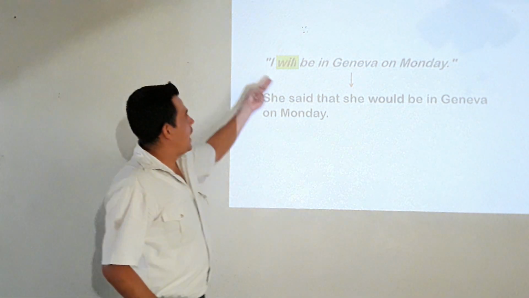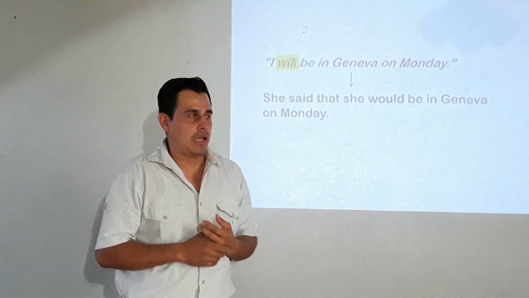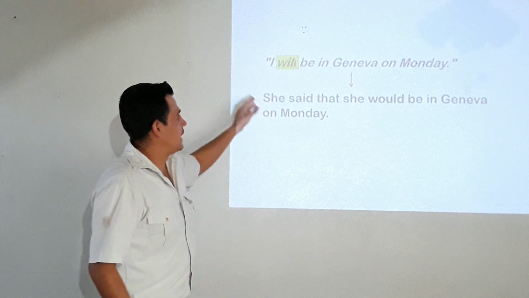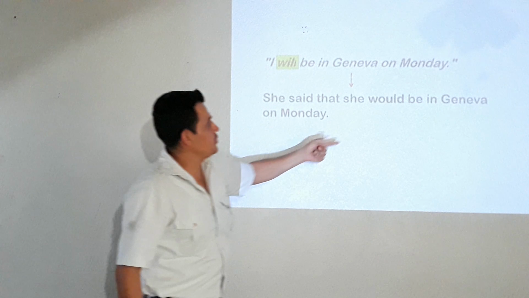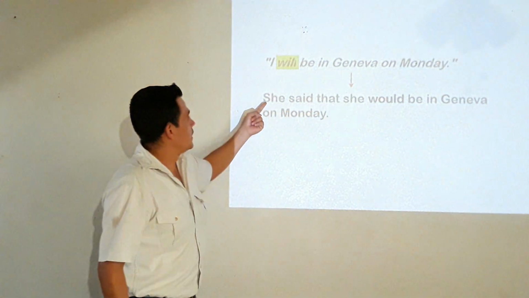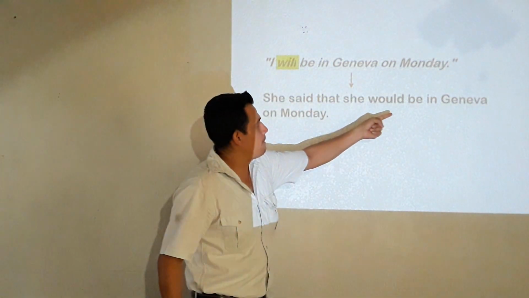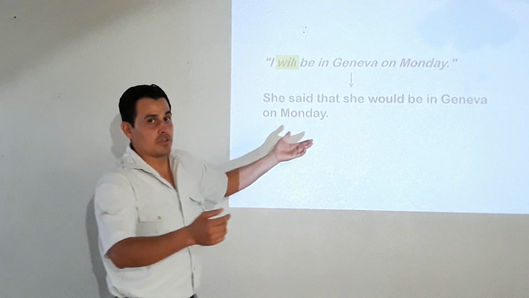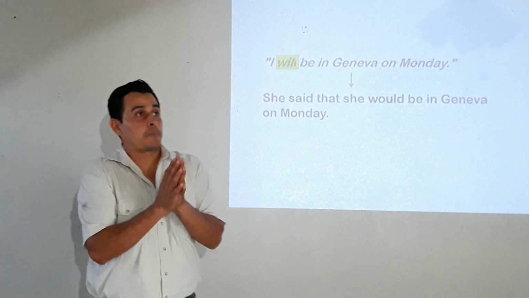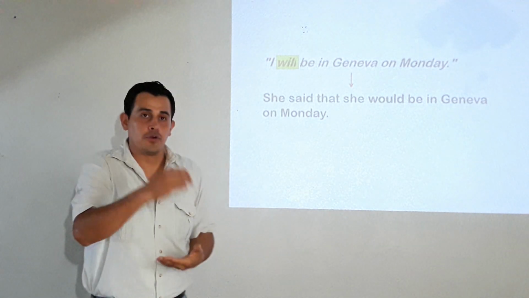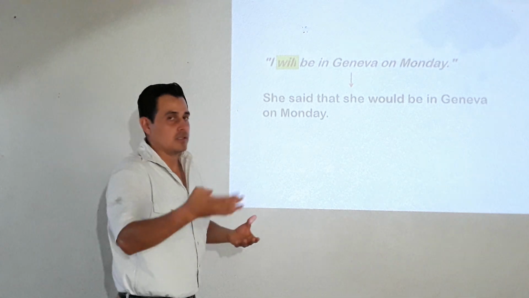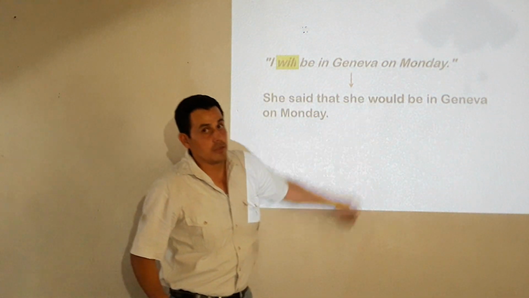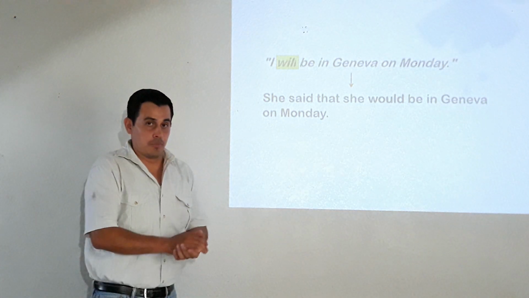Next example, I will be in Geneva on Monday. And the little chart told us that will had to change to would, and she said that she would be in Geneva on Monday. That is a transition that I am so focused on because I want you to understand it. It happens. It is not just an invention. Will changes into would. You see the example there? I hope that you understand it.